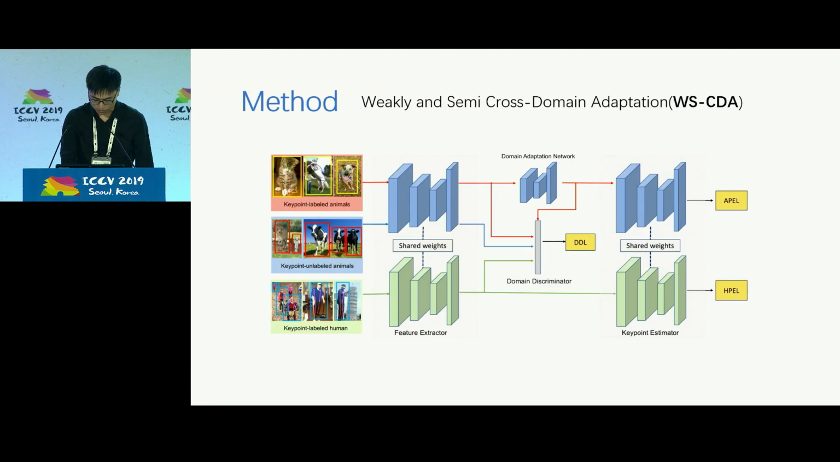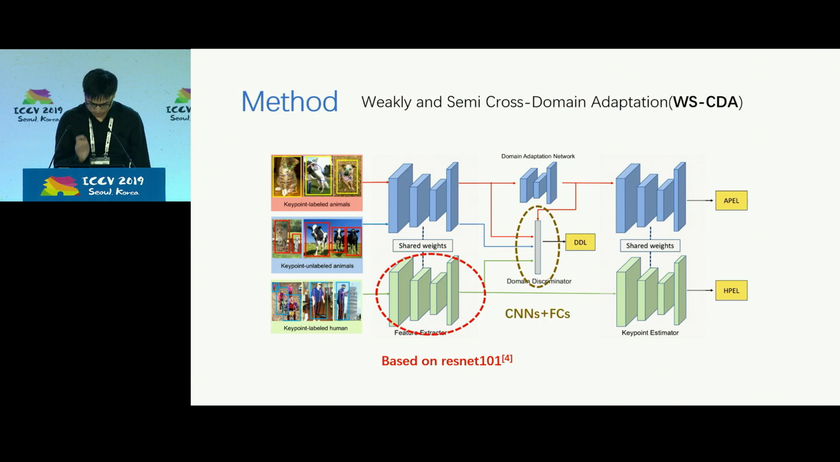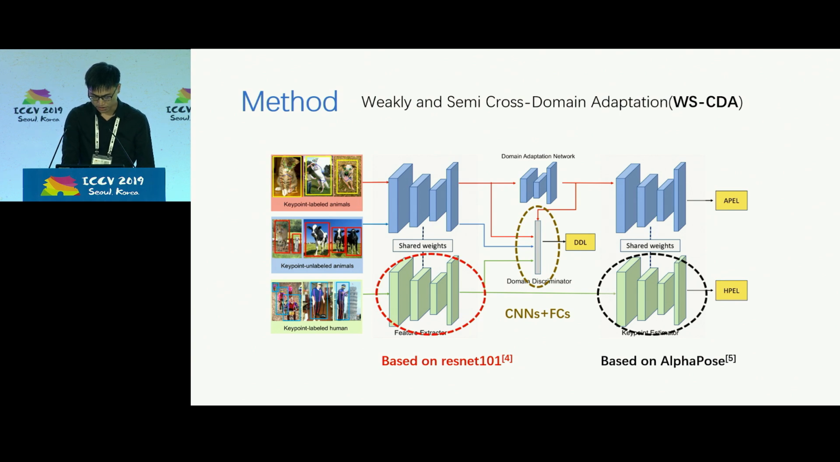With the priors above, we propose a novel method to leverage them to facilitate animal pose estimation, called weakly and semi-supervised cross-domain adaptation. It consists of 3 parts: feature extractor, domain discriminator, and the key point estimator. The feature extractor takes out features from the input image, based on which the domain discriminator tries to distinguish which domain they come from. The domain discrimination loss, DDL, is defined based on cross-entropy loss.